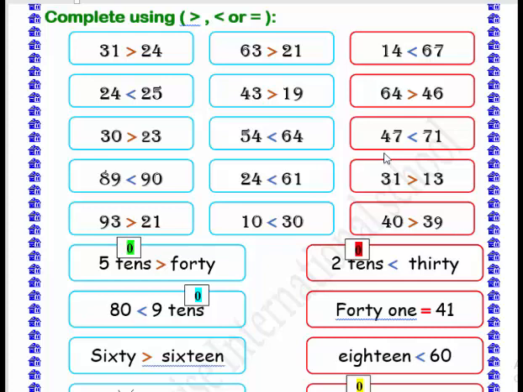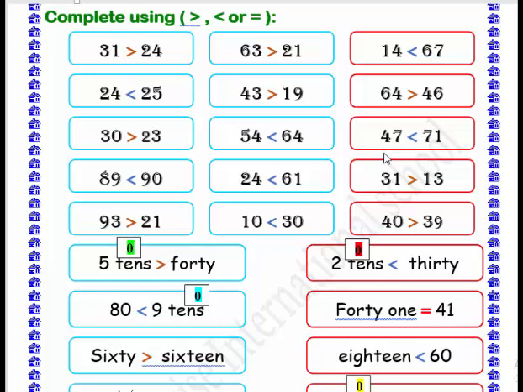89 and 90. Which is bigger? 8 or 9? 9. So the mouse eating 90. And 89 is less than 90. 24 and 61. Where are the tens? In 24, 2. And in 61, 6. So 24 is less than 61. The mouse eating 61. 31 and 13. Where are the bigger tens? 3. So 31 is bigger than 13. So the mouse eating 31.